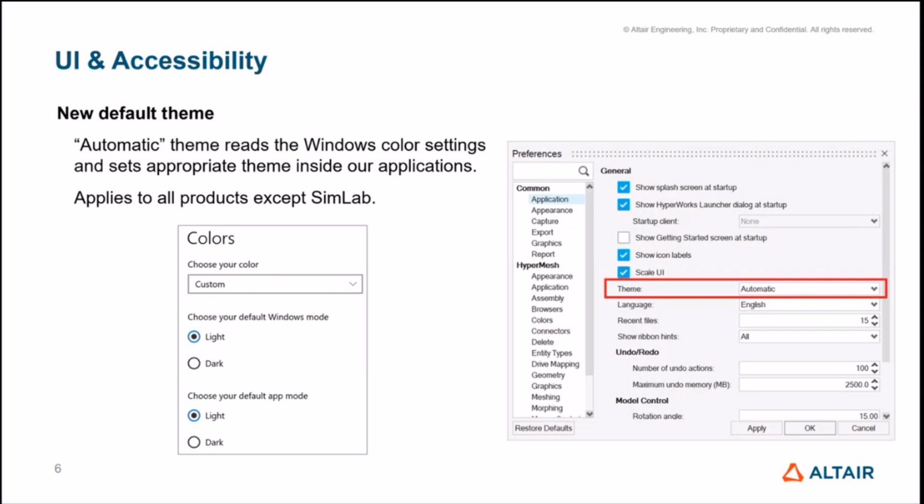It's basically just going to look at your Windows settings for this light or dark theme if you use that in Windows, and then if you have the custom type in Windows, you can choose light or dark for your apps. It's going to recognize what you've chosen, and then in all of our products, SimLab or Inspire, HyperWorks, everything except for SimLab, will have this new automatic theme as default, and then it will choose the appropriate theme based on your Windows settings.